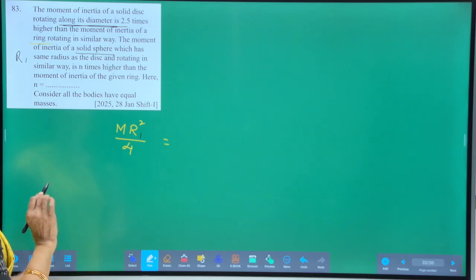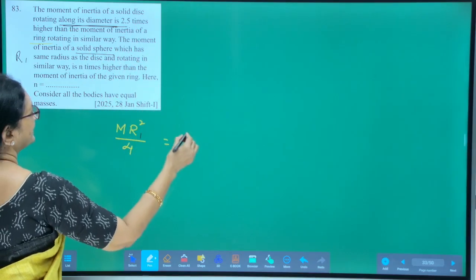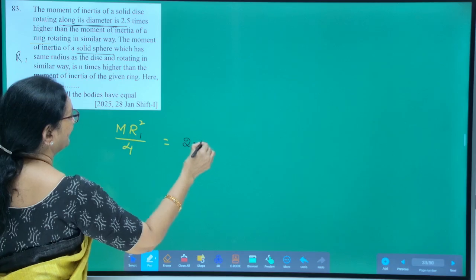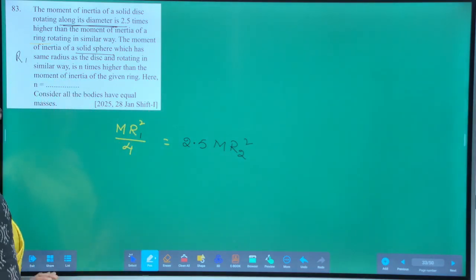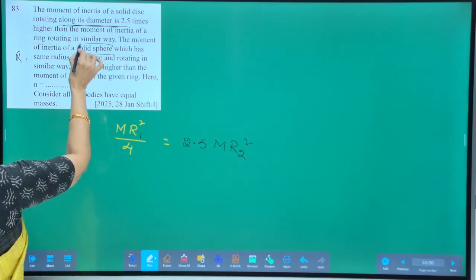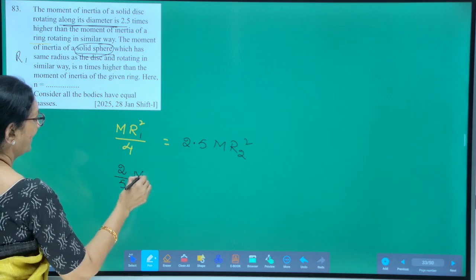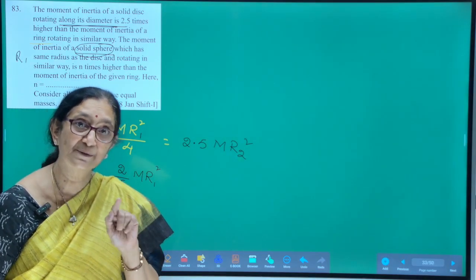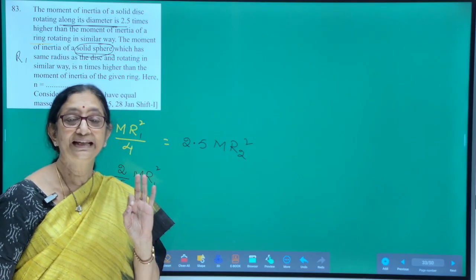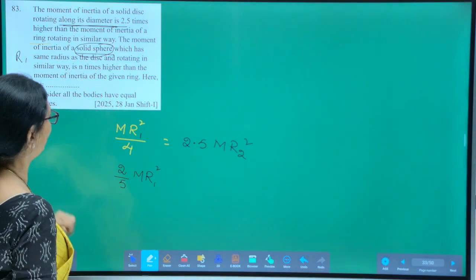What is n here? So, m r1 square by 4 is 2.5 times the moment of inertia of a ring, so 2.5 into m r2 square, given that all their masses are equal. Now, the moment of inertia of a solid sphere is 2 by 5 m r square. Here it is mentioned that the radius of that solid sphere is also equal to the radius of the solid disc considered.